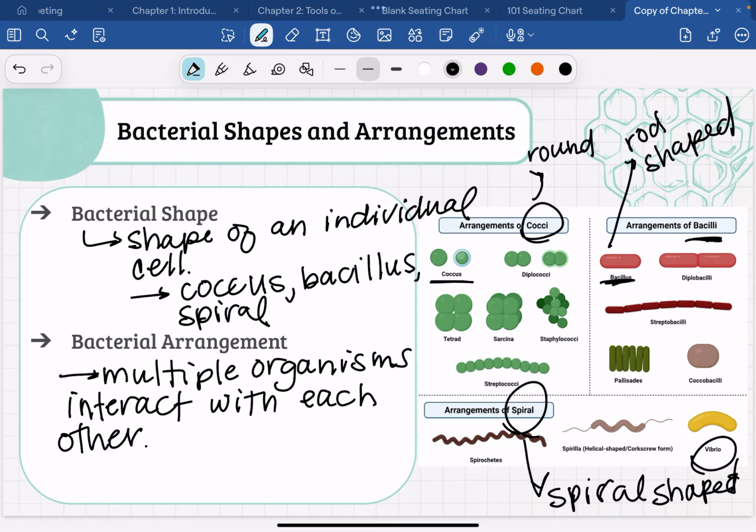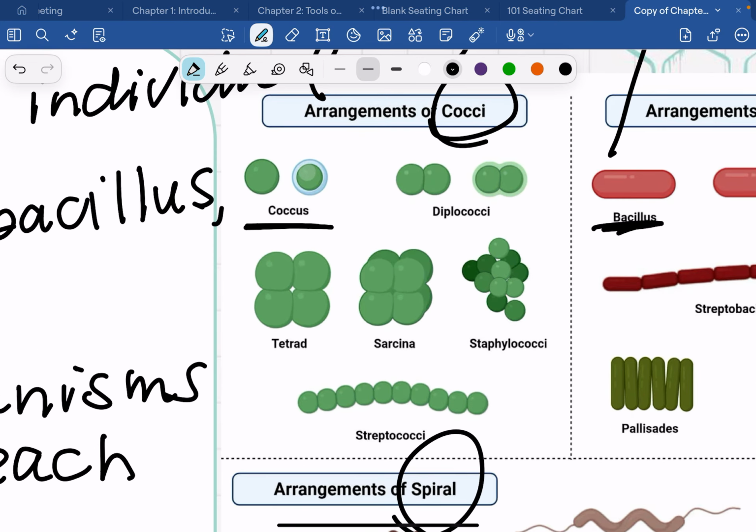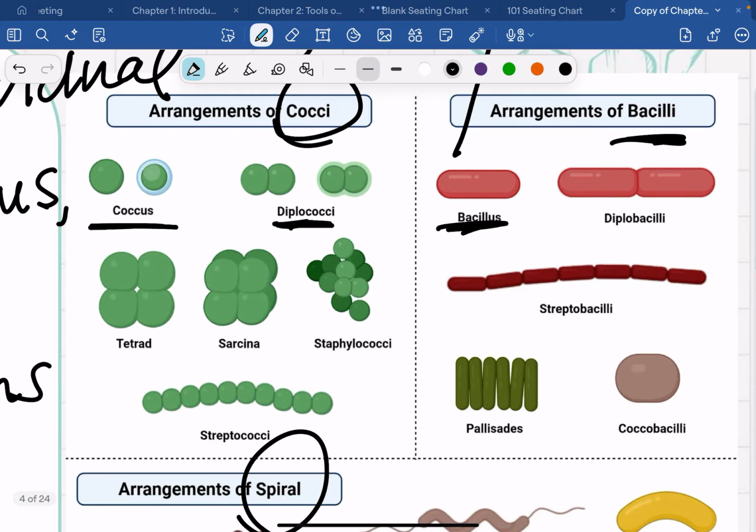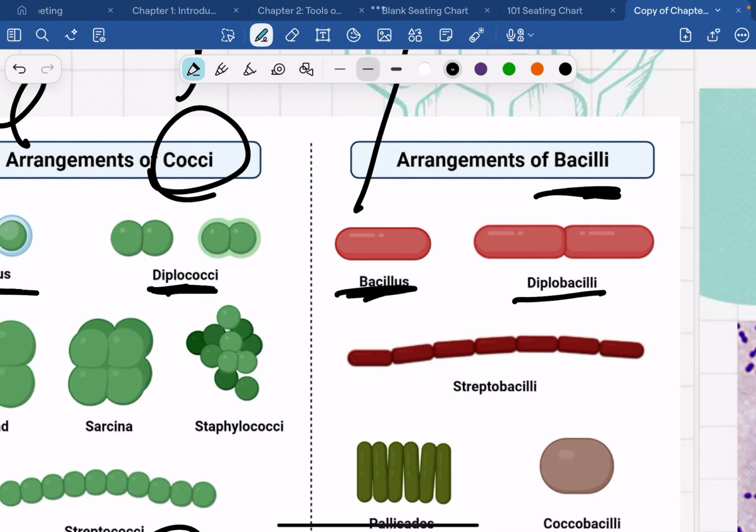Okay? But the most common arrangements, you can see here. And a lot of it you can tell by the prefix. So a diplo, what does di mean? 2. Di means 2. So a diplo is when 2 bacteria are often stuck together. Now you can have a diplococcus, which is 2 cocci stuck together. So notice that we're using the shape and the arrangement together. A diplococcus is 2 cocci stuck together. You can also have a diplobacilli, which is 2 rods stuck together.